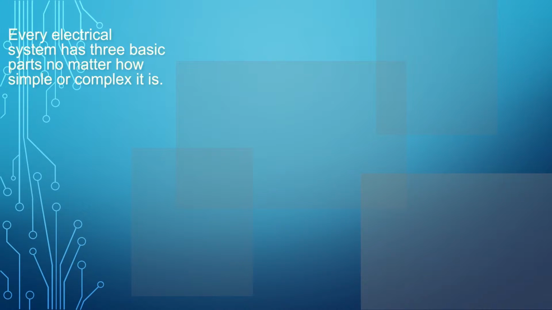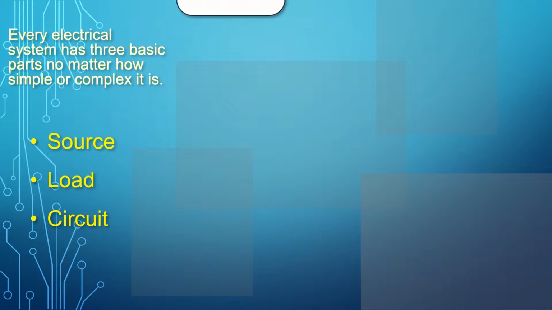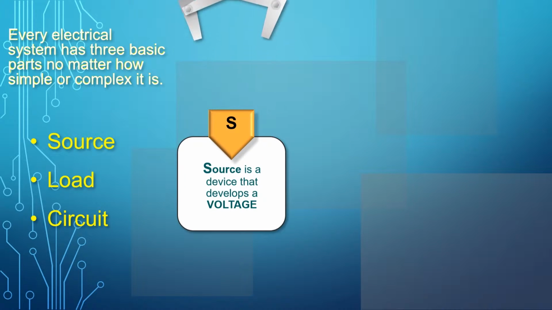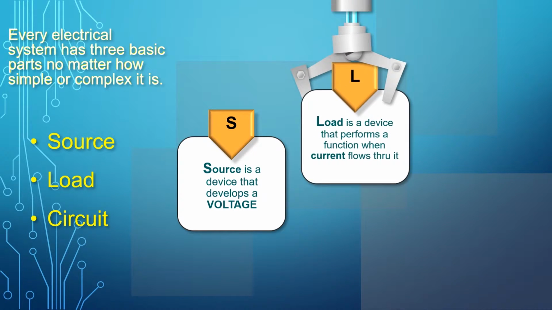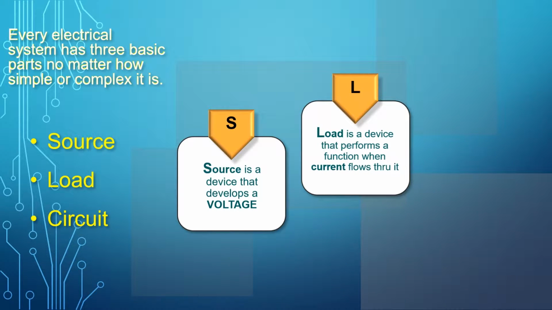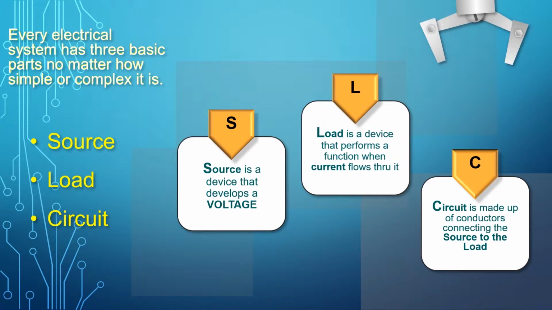Every electrical system has three basic parts, no matter how simple or complex it is. It has a source, a load, and a circuit. The source is a device that develops a voltage. The load is a device that performs a function when current flows through it. The circuit is made up of conductors connecting the source to the load.